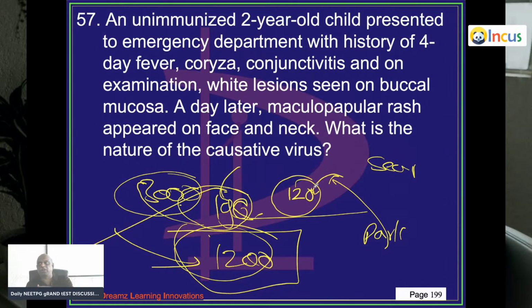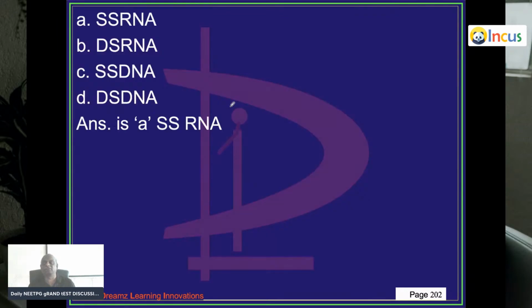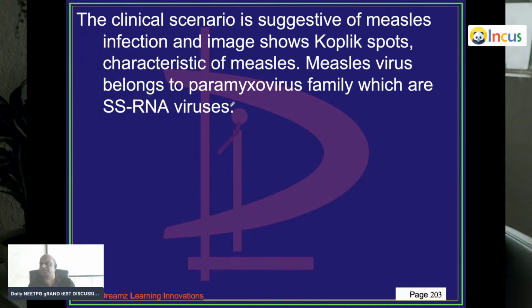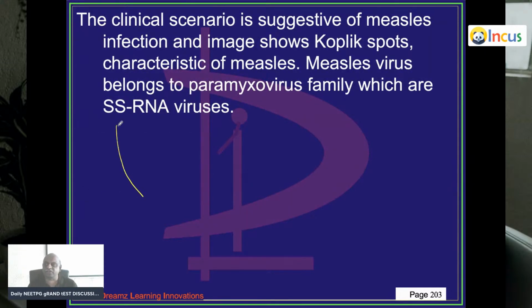Unimmunized 2-year-old child presented with history of 4-day fever, coryza, conjunctivitis, white lesion on the buccal mucosa, maculopapular rash, Koplik spots. Koplik spots are there in measles. Measles is a paramyxovirus. Paramyxoviruses are single-stranded RNA viruses.